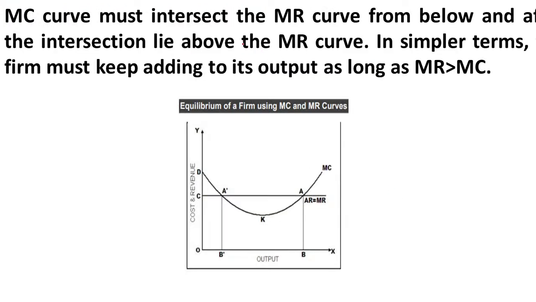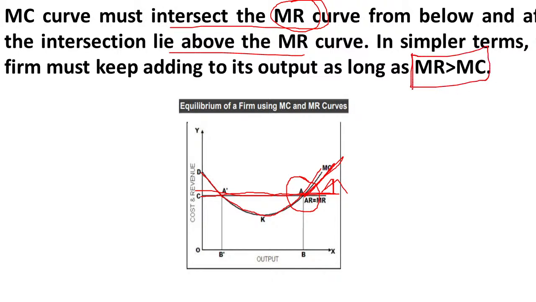The marginal cost curve must intersect the marginal revenue curve from below. This is the marginal revenue curve in a perfect competition market, as we discussed in the previous slide, and this is the marginal cost curve. According to the condition, the marginal cost curve must intersect the marginal revenue curve from below, and after the intersection it lies above the MR curve. It means that marginal revenue is greater than marginal cost up to the equilibrium. After this, the firm will not produce, because marginal cost is going to increase while marginal revenue stays the same. So the firm will not produce after this point.